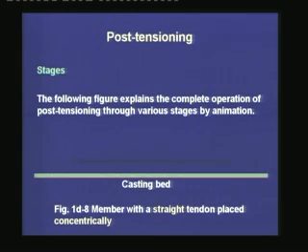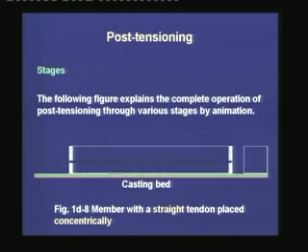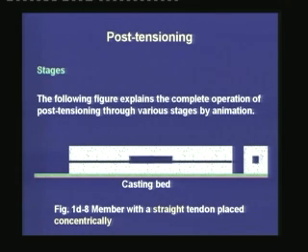The stages of prestressing by the post-tensioning method are explained by this animation. First, we need a casting bed where the concrete will be cast. After placing the molds, the concrete is cast with the duct inside it. Now, the duct leaves a space within the concrete which should be free of any obstruction.